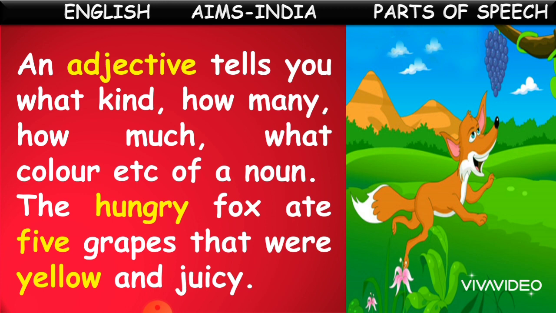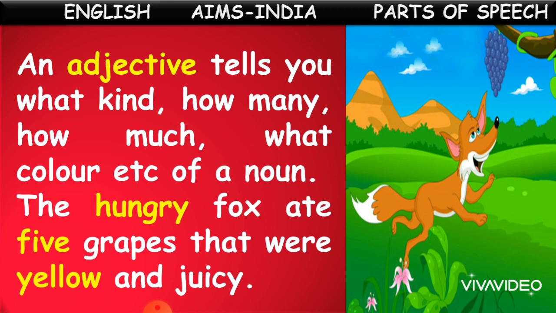And here in our example we have: The hungry fox ate 5 grapes that were yellow and juicy. See, the hungry fox. Here fox is our noun and hungry is the adjective. Why? Because it tells what kind of fox it was. The fox was feeling hungry. That's why hungry is an adjective. Then 5 grapes. Grapes is again a noun here. Now how many grapes? We have 5 grapes. So that's why 5 is an adjective.